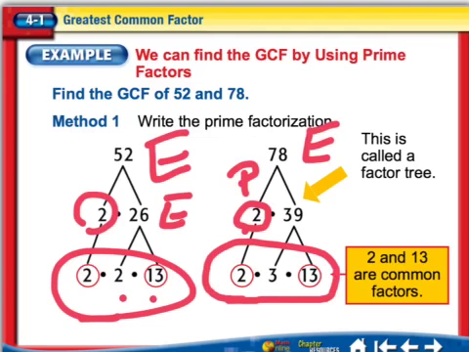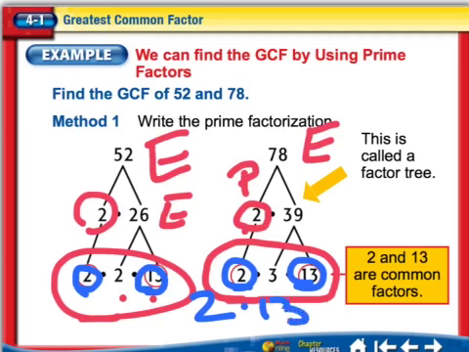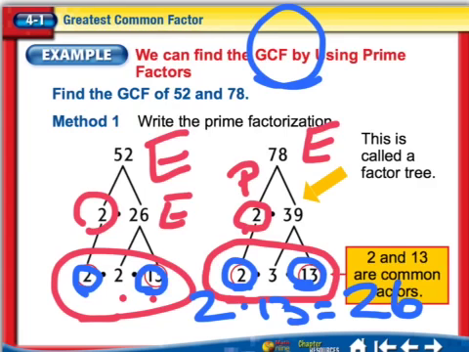In order to find the greatest common factor between 52 and 78, you would multiply their common ones by each other. So our common ones are 2 and 13, and 2 and 13. 2 times 13 is 26. And 26 will be our greatest common factor. That will be the largest number that can go into both 52 and 78.